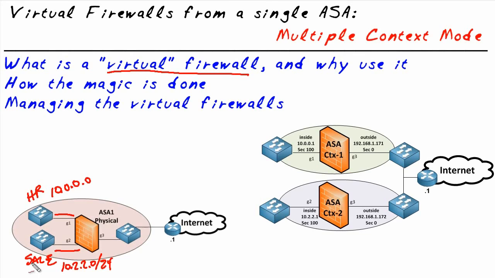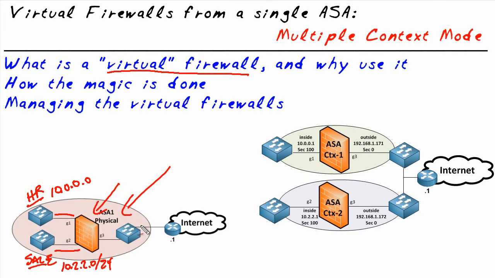And life is good until one day they came to us and they said, hey, can you help us? We want to manage our own firewall policies. We're going to hire some staff. HR and sales both want to manage their own, but we have one physical firewall. The challenge is if we give them both full access, either one of them could cause damage to the other inadvertently or on purpose.